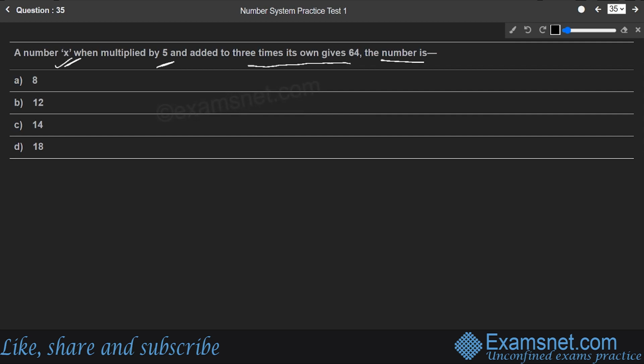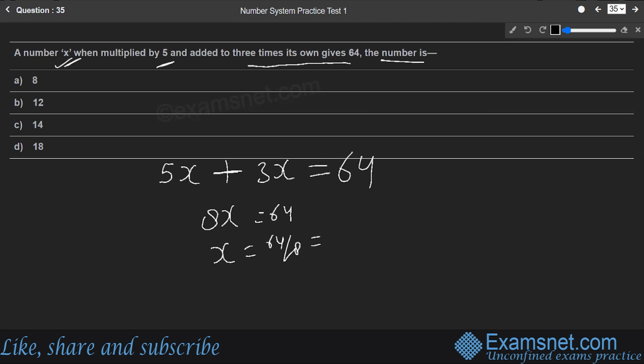A number x is multiplied by 5, so that is 5x, and added to 3 times itself, so we put a plus sign, 3 times its own is 3x. He said it gives the result 64. If you add them, 8x is equal to 64. If you solve this, x is 64 by 8, which is nothing but 8. So the x value comes out to be 8. That is available in option A and becomes the right answer for us.